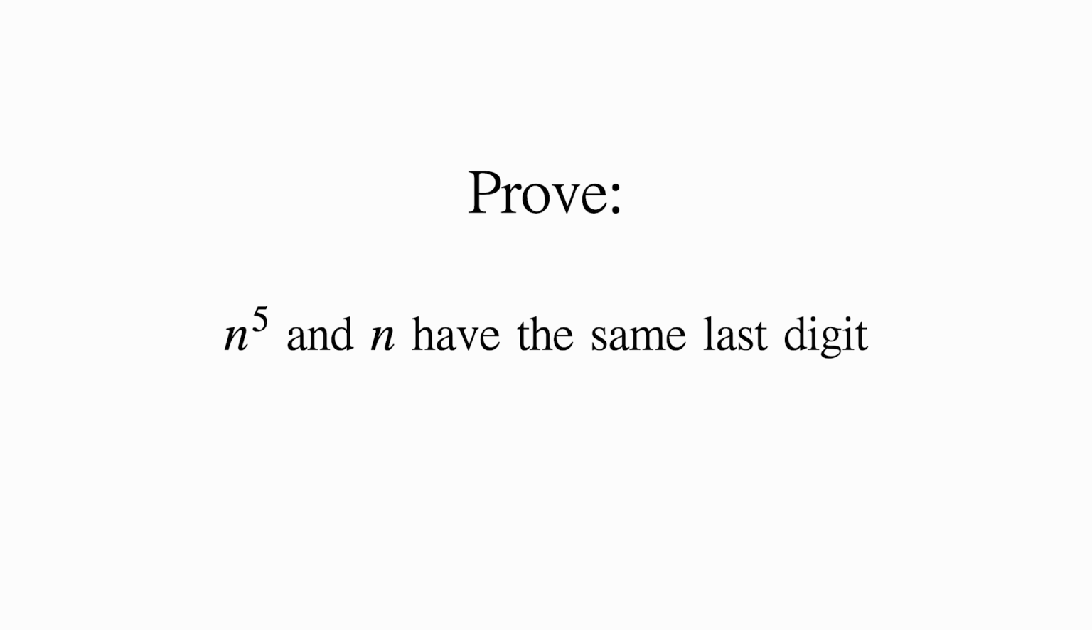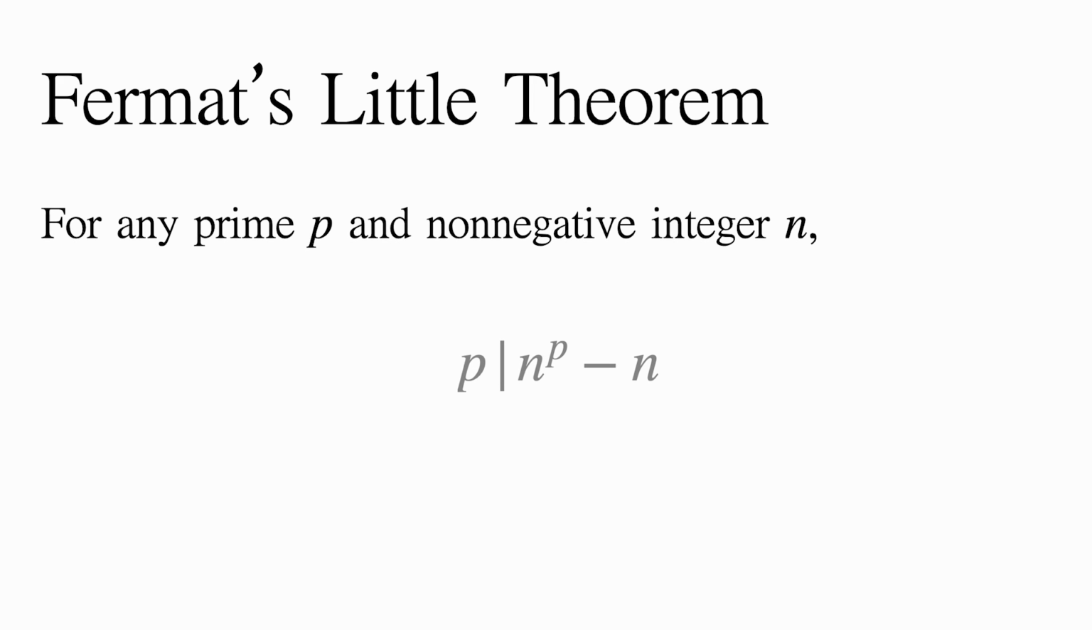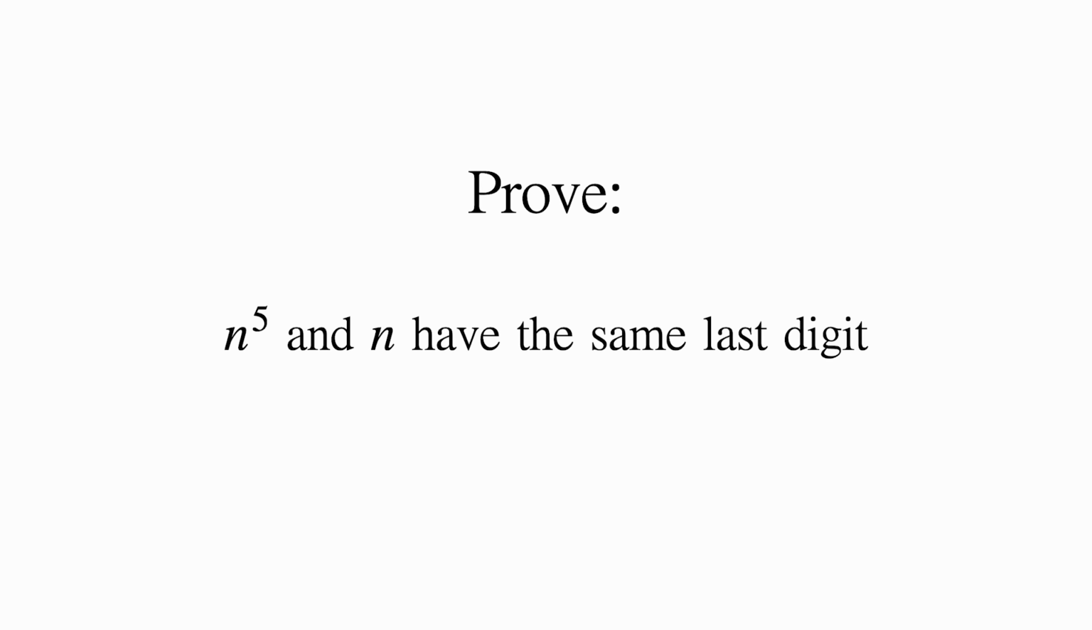Prove that n to the power of 5 and n have the same last digit. To help us with this question, we can consider using Fermat's little theorem, which states that for any prime p and non-negative integer n, p divides n to the power of p minus n, or in other words, n to the power of p minus n is divisible by p. Using this theorem, can you try to prove this?